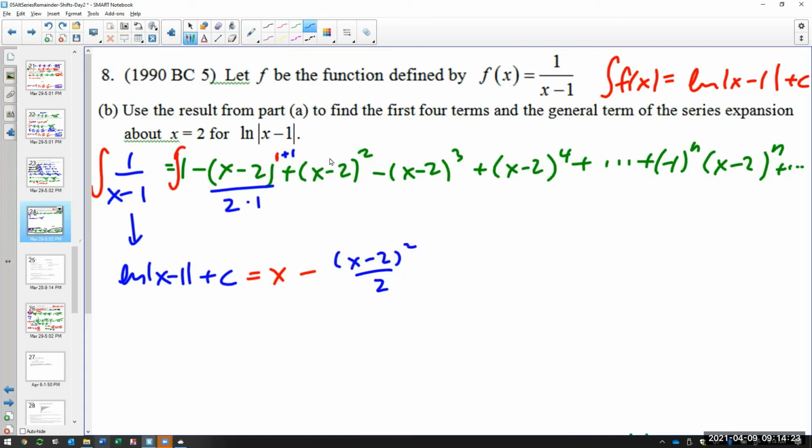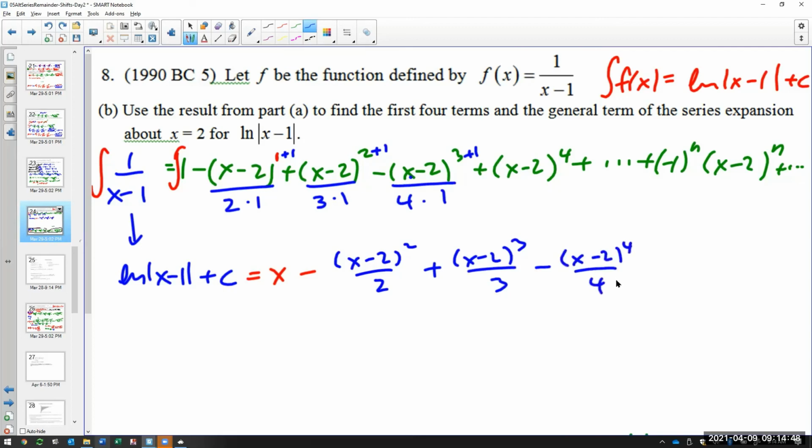So right here, I'm going to take the integral of this. What you do is you add 1, divide by the new exponent, which is 3, also divide by the derivative of the inside, which is 1, and so what I get here is plus x minus 2 raised to the third over 3. Again, I add 1, divide by the new exponent, divide by the derivative of the inside. So I get minus x minus 2 raised to the 4 over 4 times 1, which is just 4. All of these plus dot dot dot plus.